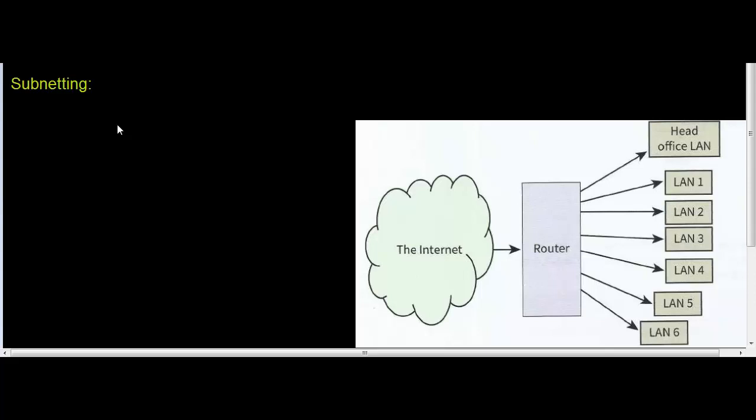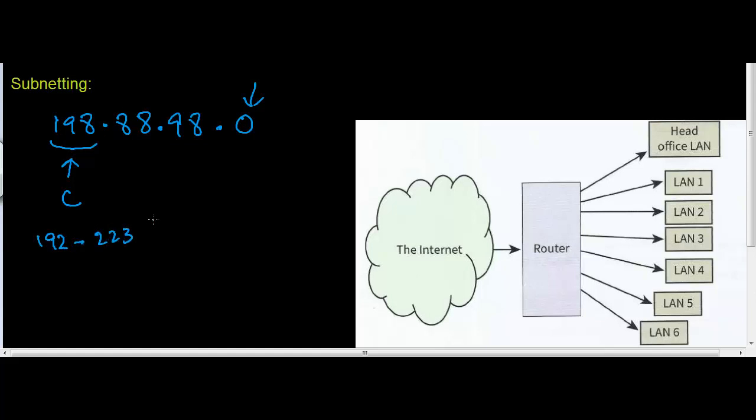Let's just try and understand this diagram first. Let us assume we've bought a single class C network address. Let us assume that the network address that has been assigned to us is 198.88.98.0. Remember, this is the network address, so all the host bits have been set to 0, and this is a class C network. We can take a look at this starting value. Since this value is between 192 and 223, this is a class C network.